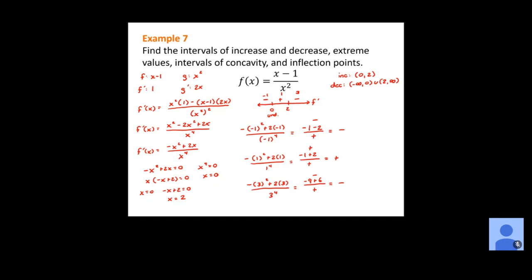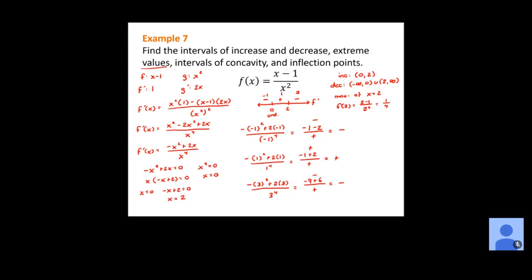What about the 2, though? What would we have at 2 now? That's going to be a maximum, right? It goes from positive to negative, increasing to decreasing. So we do have a maximum now at x equals 2. And if you want to know the actual point there, you would substitute it back in because it does ask for the value here. So we would say f of 2 is just 2 minus 1 over 2 squared. It's going to be 1 over 4. So that would be our maximum value for that function this time.